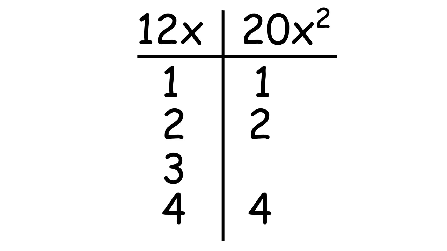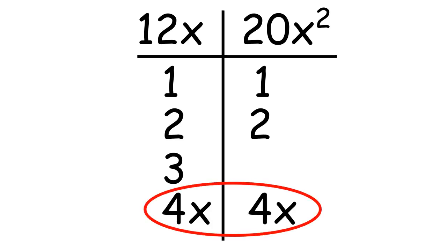Now let's look at the variable expression. x times 1 is x, and x times x is x squared, so x is a common factor. In fact, for the complete terms, 4x is the greatest common factor. As a general rule, the greatest common factor for variable expressions like these is always the greatest common factor of the coefficients times the variable expression with the lowest exponential order.